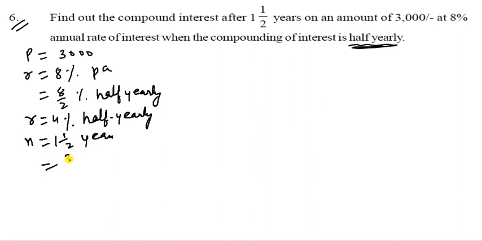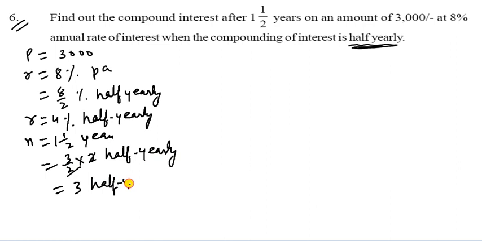It is R. Now n will be 1 and 1 by 2 years. So it is 3 by 2 years, and multiply by 2 half yearly. So 2 cancels with 2. So we get 3 half yearly. So that will be n.